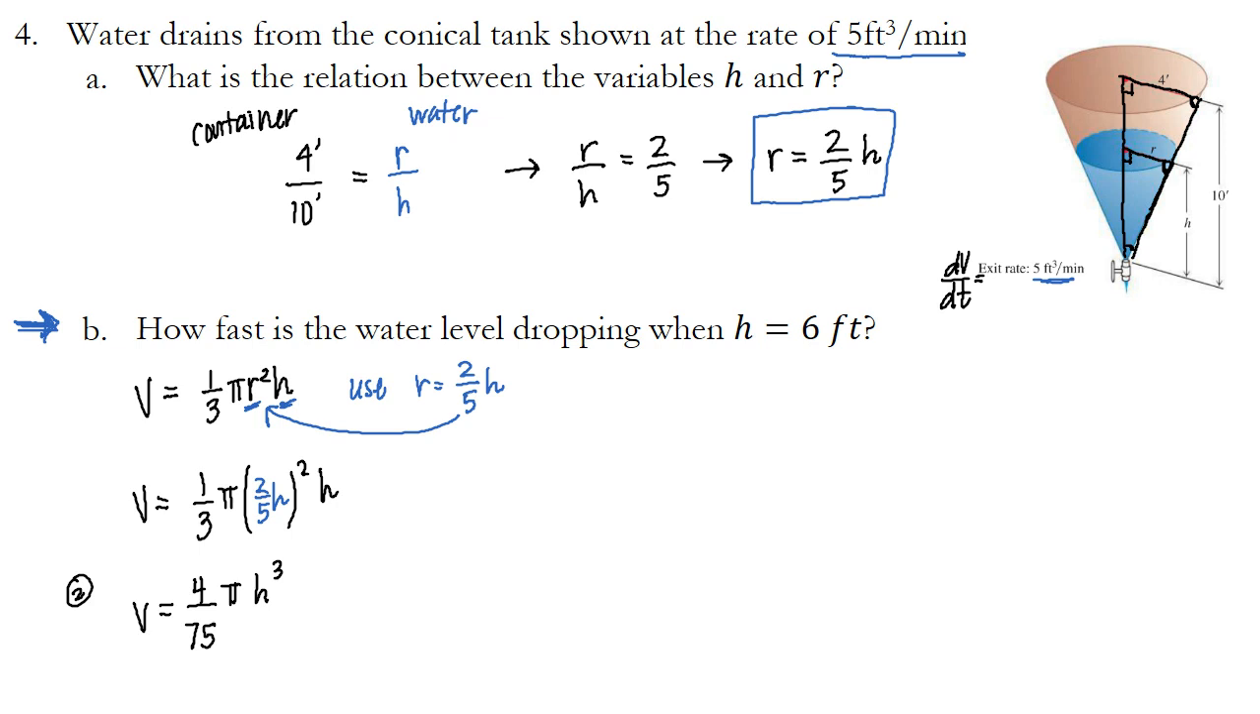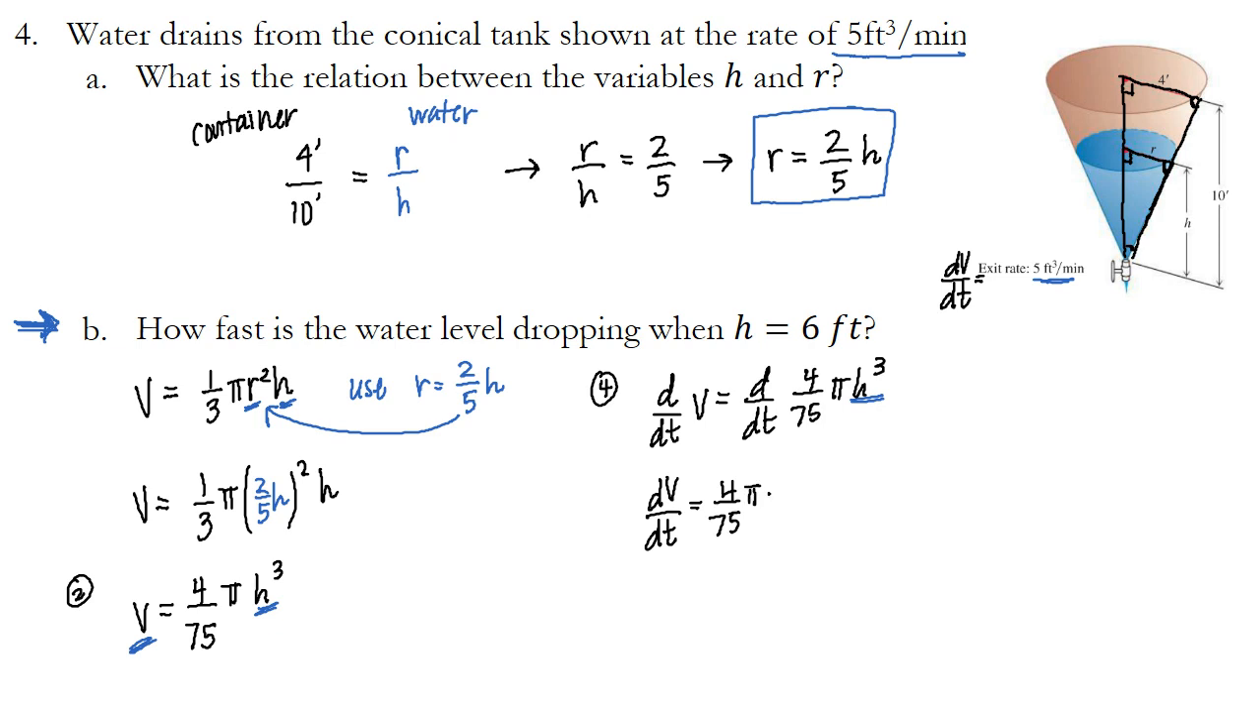Once we have an equation that relates the desired variables, of which there are 2, right? The volume is changing and so is the height. Then we can differentiate the equation to talk about the rates and how they're related. So we want to take the derivative with respect to time of this volume equation. The variable is h. It's the only thing that needs to get differentiated. So we see that the change in volume with respect to time is 4 over 75 times pi times the derivative of h cubed, which is 3h squared dh dt.